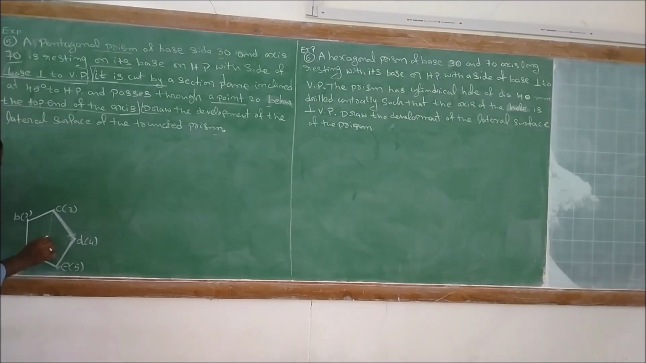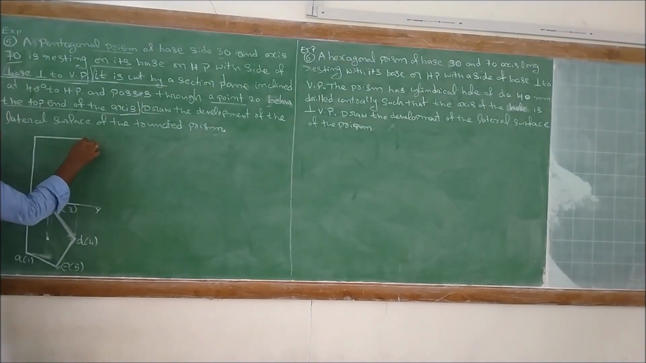Then we need to draw the center axis and the XY line. So this is the simple position of the given solid. We are going to project all of them upwards. Here it is the base surface ABCDE, and then the vertical height is equal to 70 mm. Then here is the top view, and we are going to project the E5, C3 lines, and the center axis also.